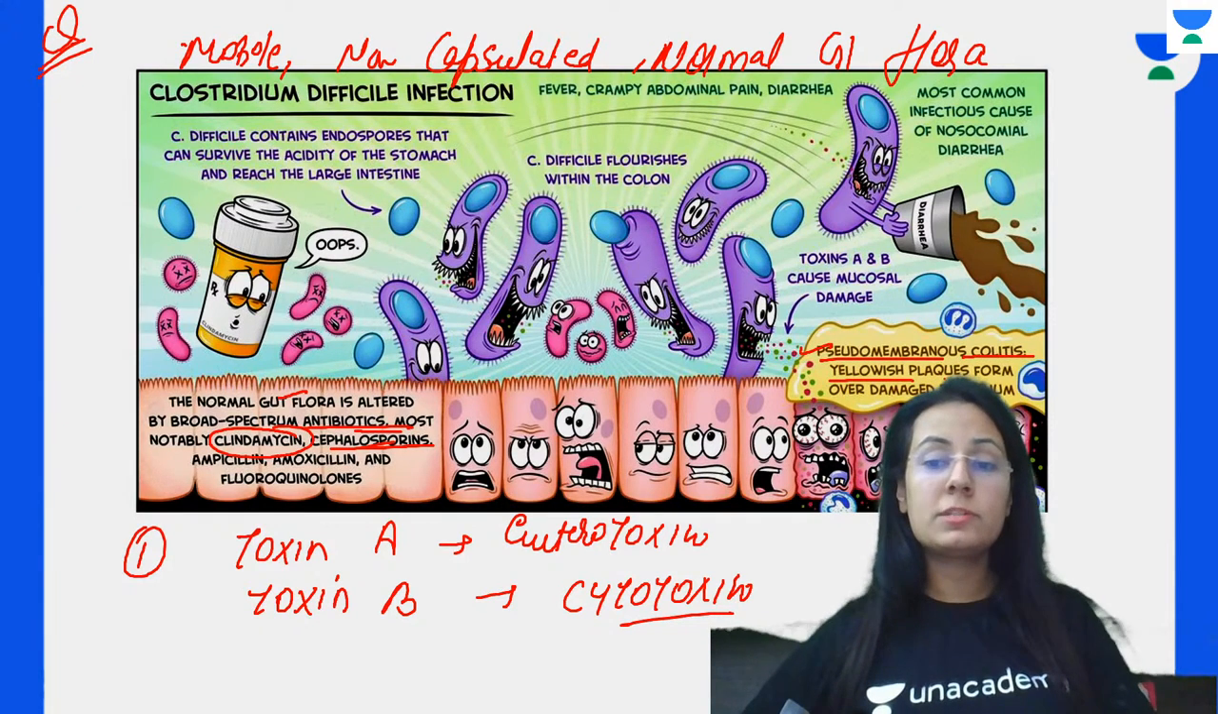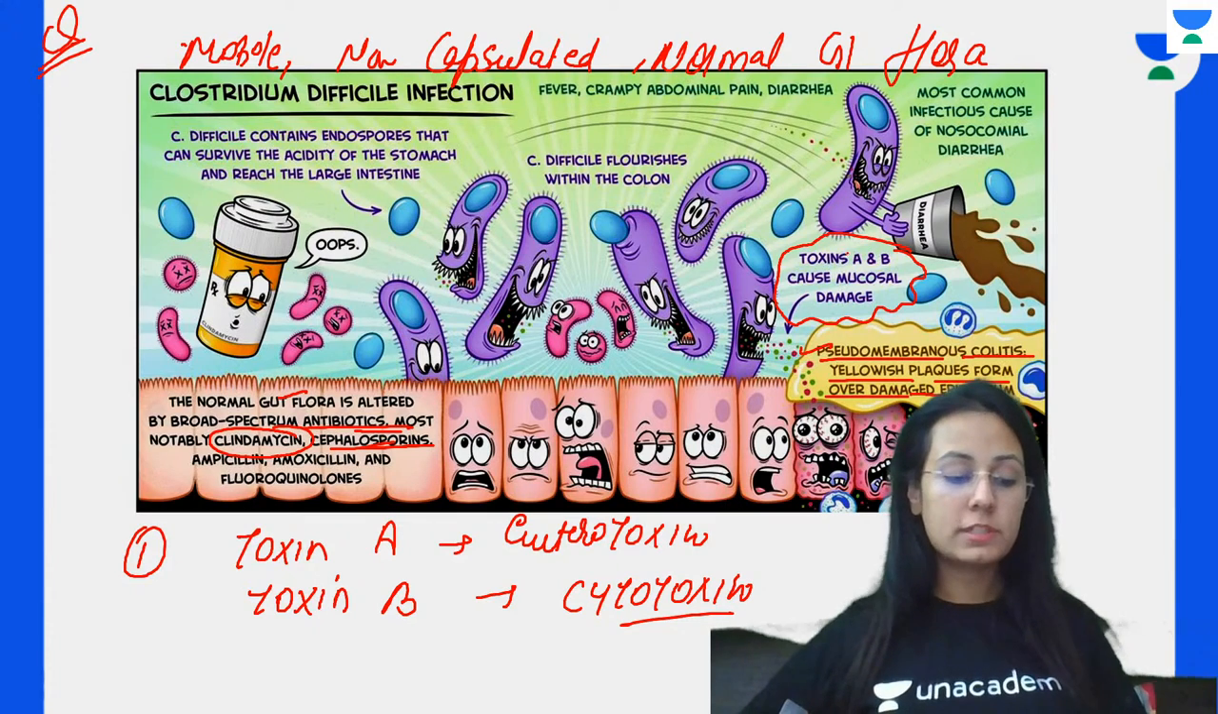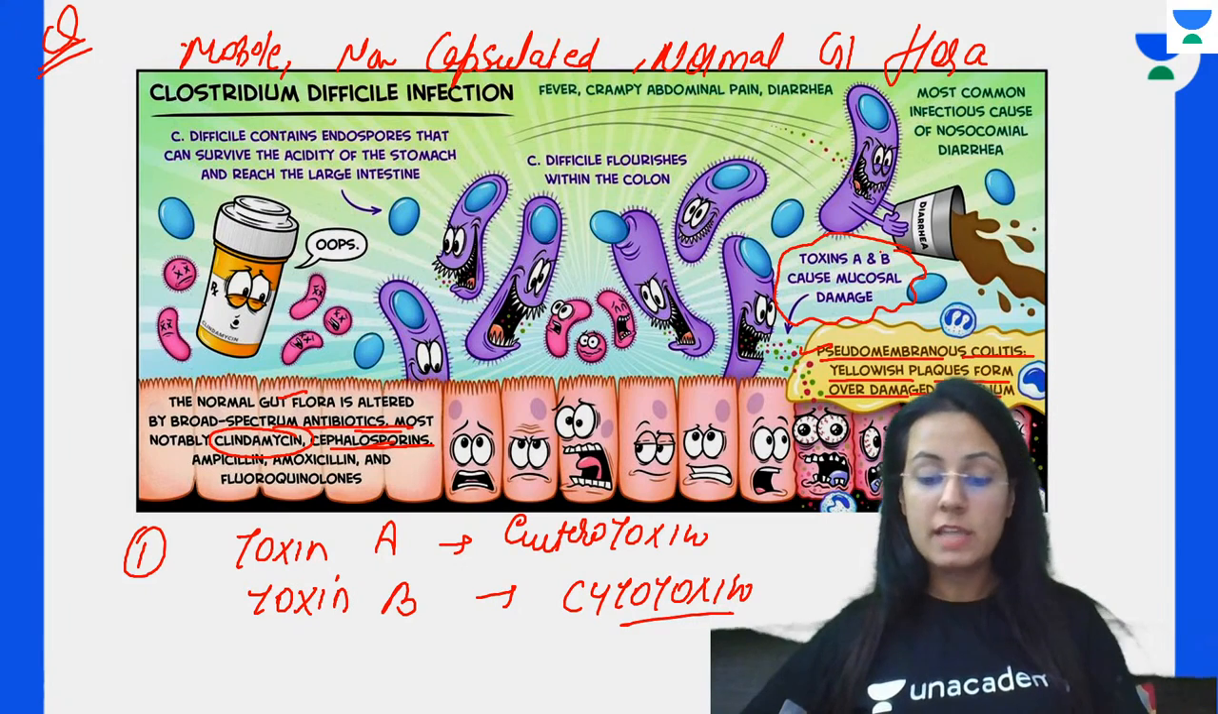Yellowish plaques form over the damaged epithelium, caused by toxin A and B, which cause the mucosal damage. Toxin A is what? An enterotoxin, and toxin B is what? A cytotoxin.